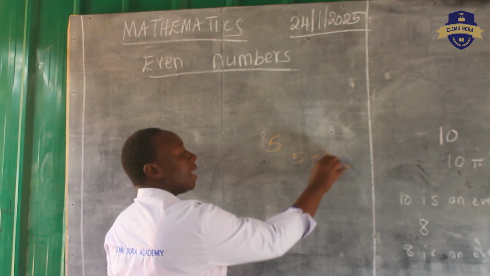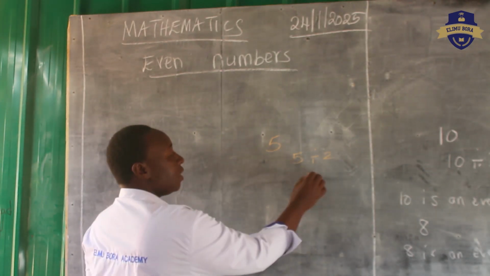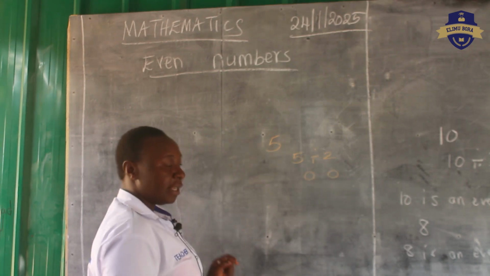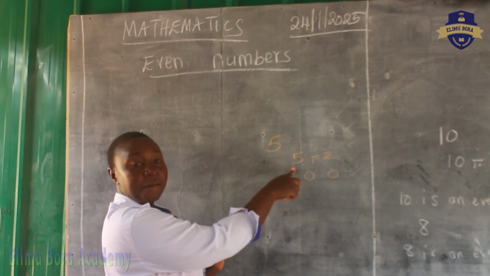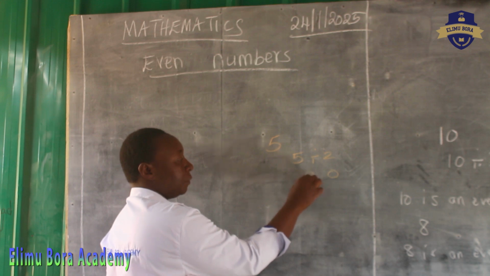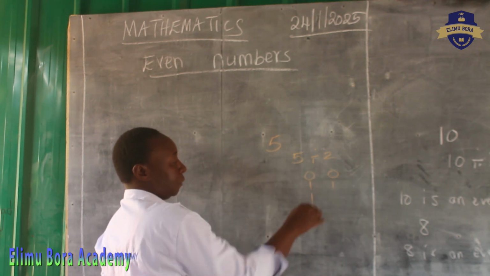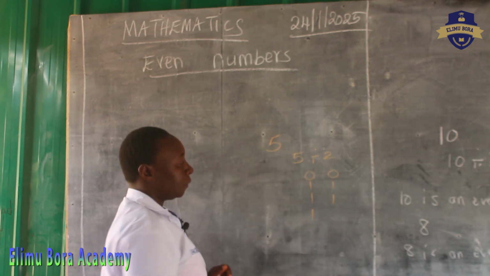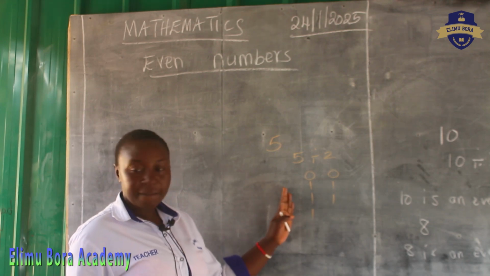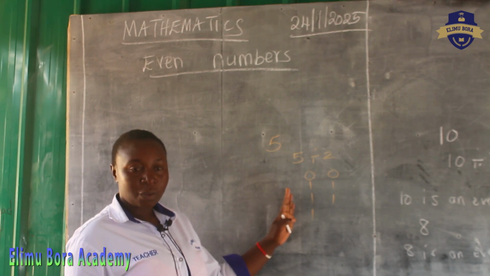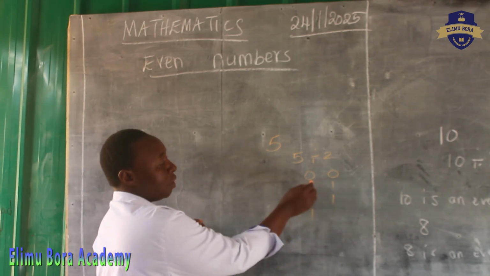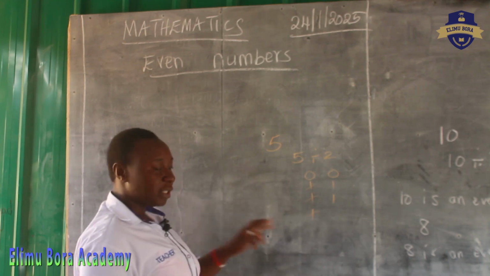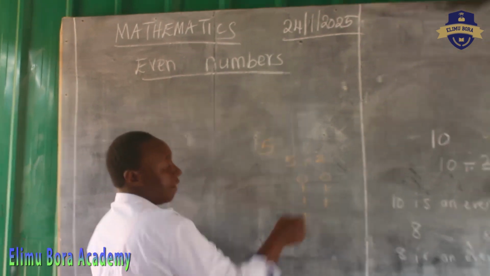We say 5 divided by 2. Then draw your 2 children like that. Give them the 5 fruits. Let us give them the fruits. 1, 2, 3, 4, 5. Is 5 an even number? No. Why? Because one child has got how many fruits? 3. The other one is having 2.